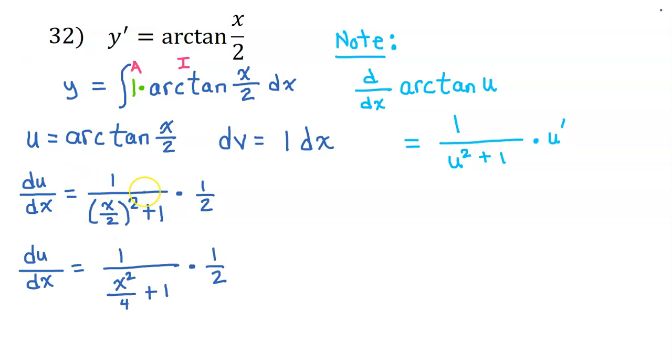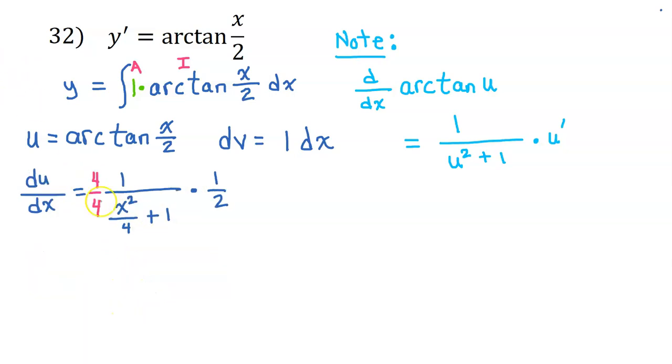X over 2 squared is the same as x squared over 4. I need to get rid of the fraction in the denominator, so I'm going to multiply by 4 over 4. The idea is that this 4 is going to distribute across the binomial, and the 4 will cancel out this 4, and I will end up with x squared plus 4. So now we have this. On the next step, this 2 will divide into the 4 and leave a 2.